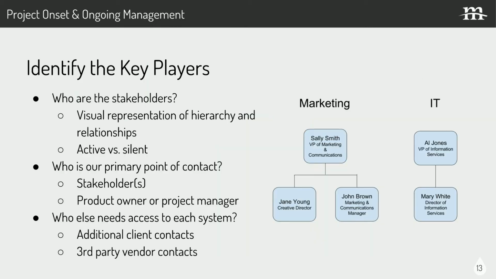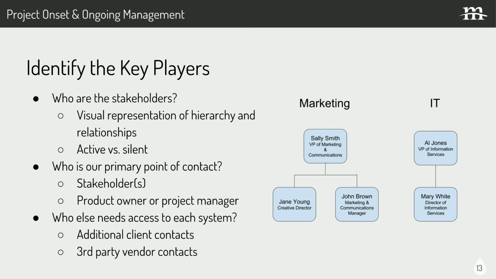In addition to setting and agreeing upon the KPIs and goals, we absolutely have to know who the key players are. A project without clearly identified stakeholders and points of contact is a non-starter and will flounder and fail quickly. The first question to ask is, who are the stakeholders and how many are there? One of the exercises we do is create a visual representation or account mapping to illustrate the hierarchy and relationships of our client stakeholders and contacts.